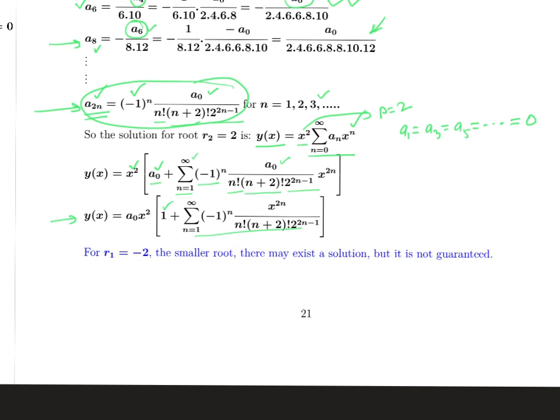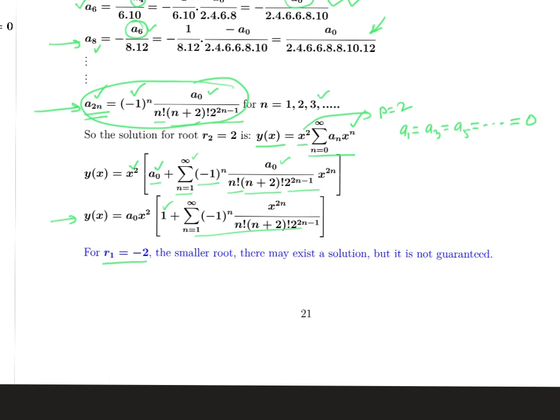Now, this is how you will find the solution when you have two initial roots that differ by an integer. So if it is differing by an integer, the higher root is always guaranteed to have a solution, but the lower root or the smaller root may or may not have a solution. Now, this actually needs further investigation.